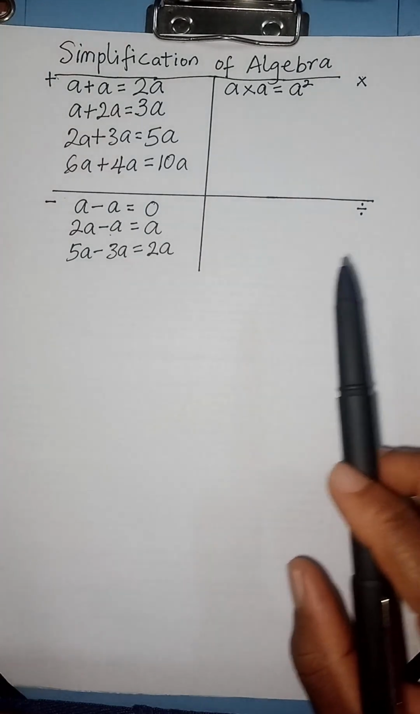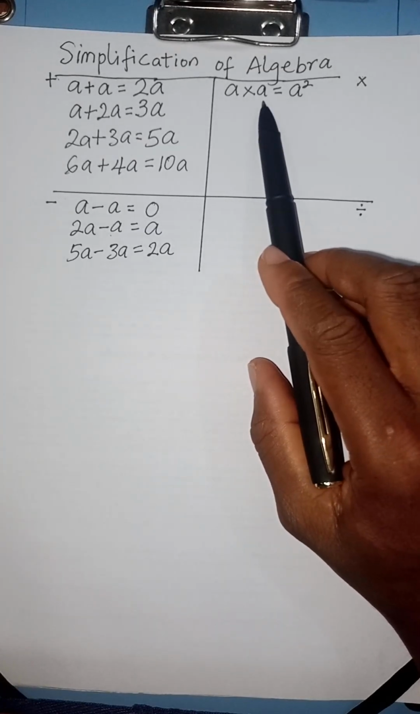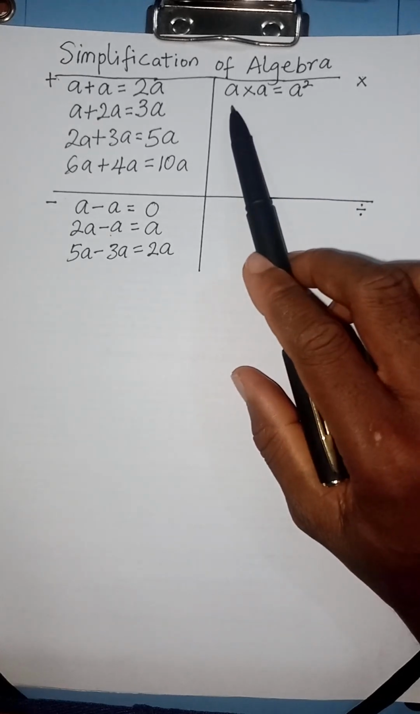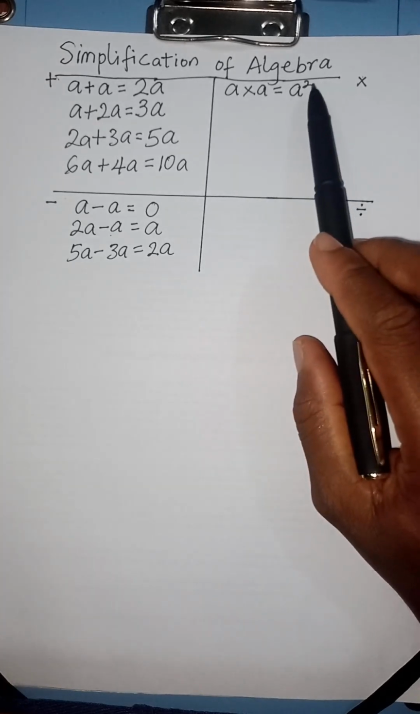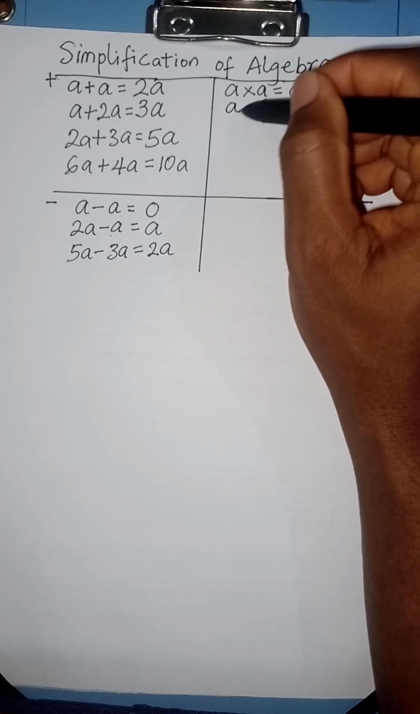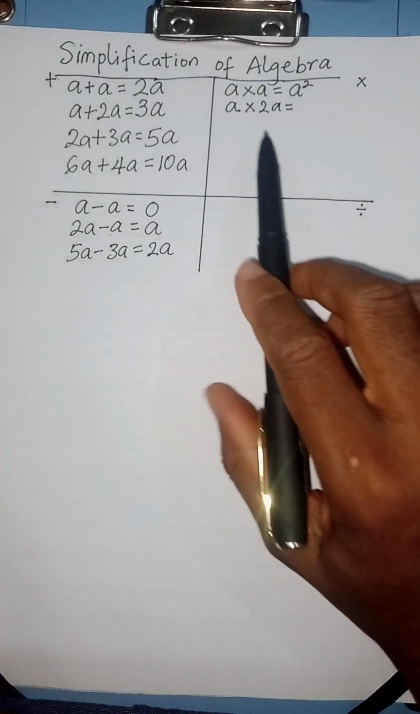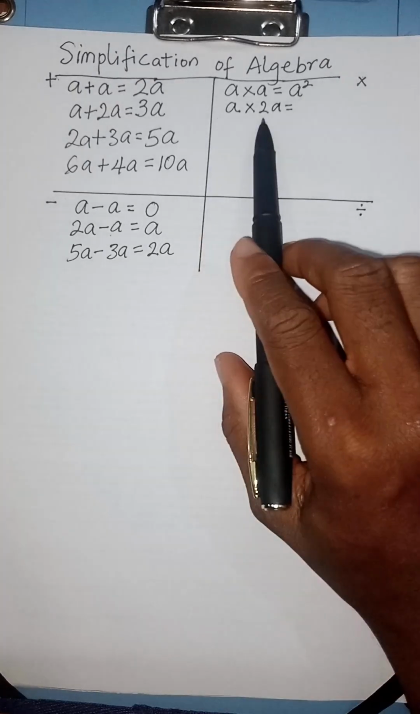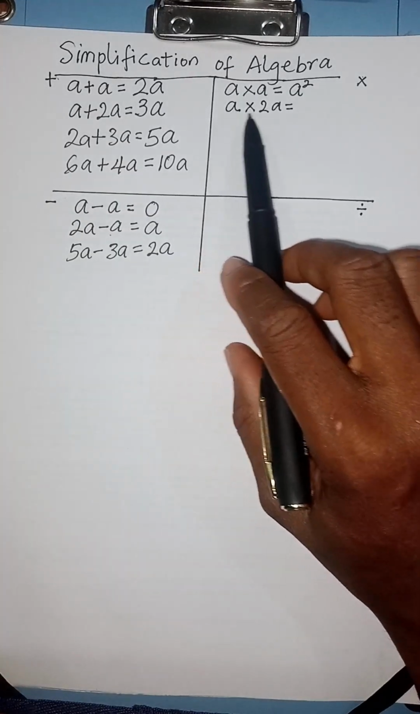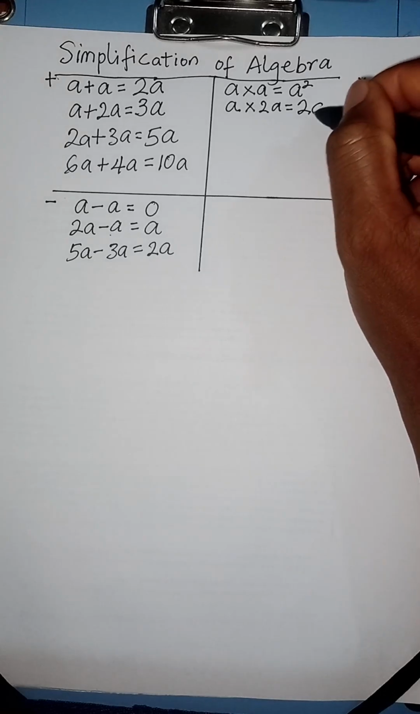So in multiplication of algebra, the number of letters in multiplication tells you the power you're going to write. And because I'm multiplying two a's, I'm going to have a raised to power 2. Let's look at another example. A times 2a. In this case, I'm going to multiply the coefficient separately and multiply the letter separately. There is an invisible one here, so 1 times 2 is 2. A times a is a squared.